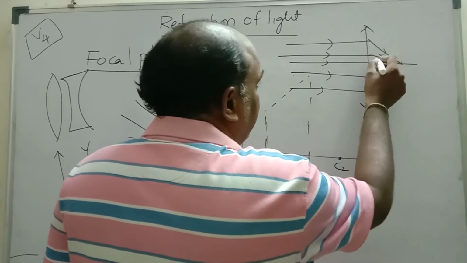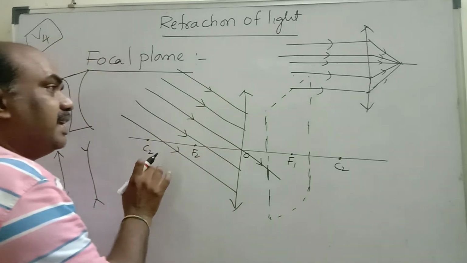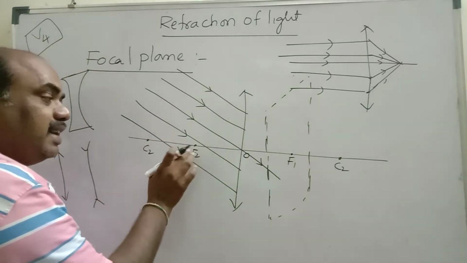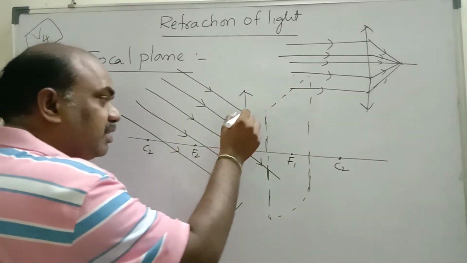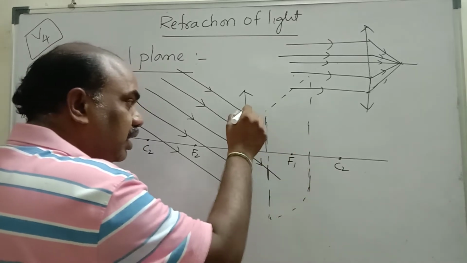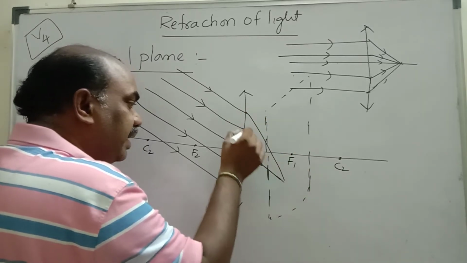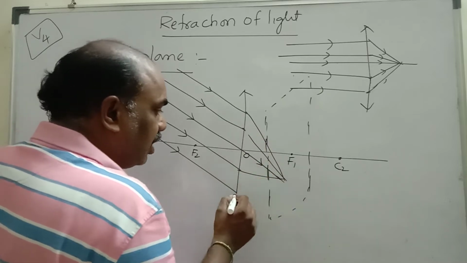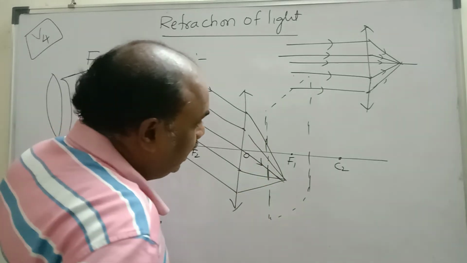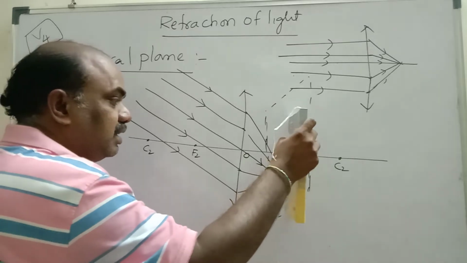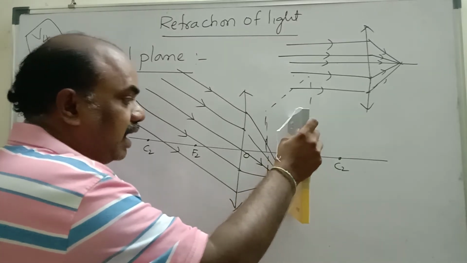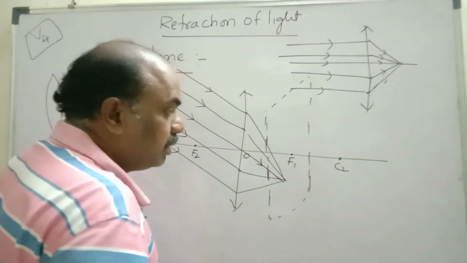But children, remember, these are also incident rays, but not parallel to the principal axis. Where will these rays meet? These rays will not meet at the principal focus. All these rays will converge and meet at the focal plane. This is the focal plane. If you place a perpendicular plane at the focus, all these rays form on this plane.